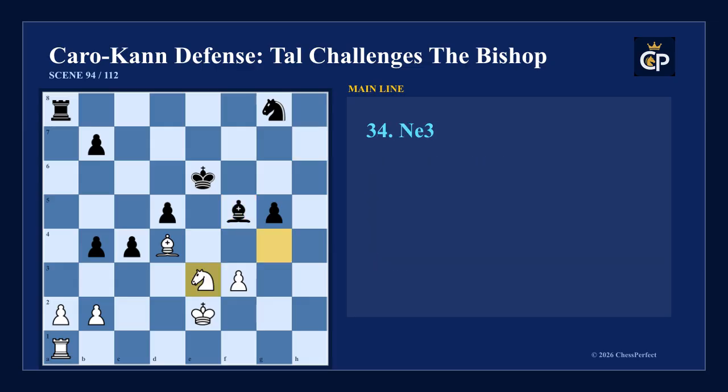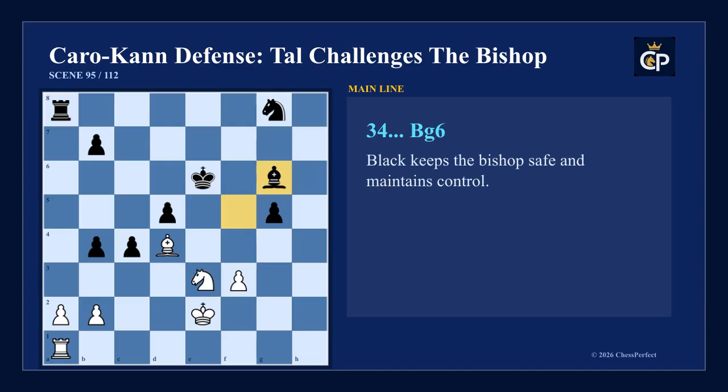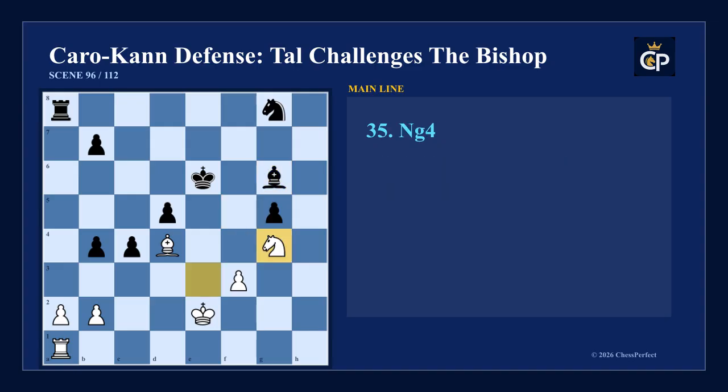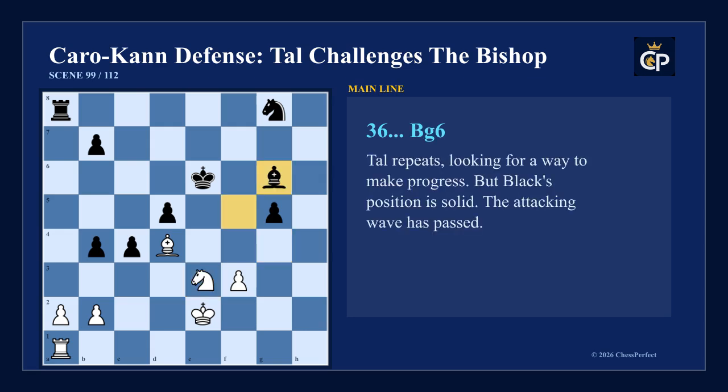Knight e3. Bishop g6. Black keeps the bishop safe and maintains control. Knight g4, bishop f5, knight e3, bishop g6. Tal repeats, looking for a way to make progress. But Black's position is solid. The attacking wave has passed.